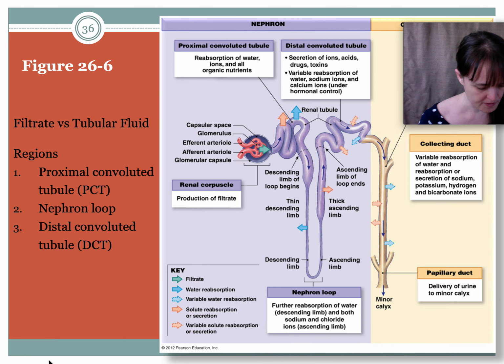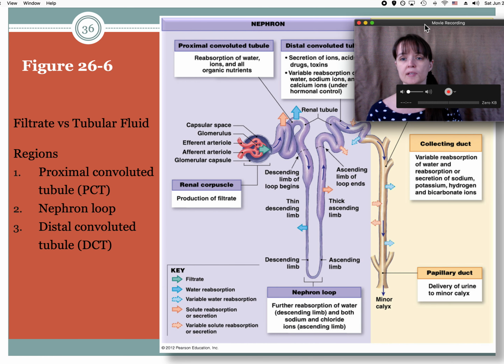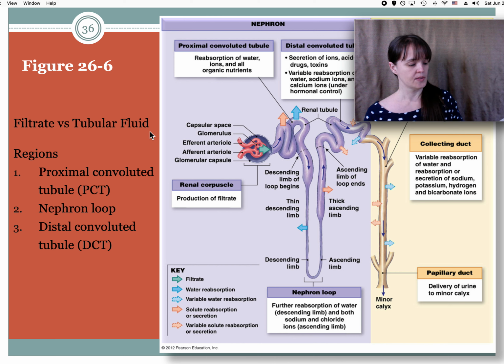Okay, explain the difference between filtrate and tubular fluid. I think I just did that. But let's do the part that we write down. The filtrate is, well, there's two differences, the location and the composition. The filtrate is in the capsular space, the tubular fluid is in the renal tubules. The tubules change the composition, they reabsorb water and nutrients and secrete wastes into the tubular fluid. So as this filtrate becomes tubular fluid, it is altered in a way that turns it into urine. Because that's the whole point of the kidneys, is to make urine.